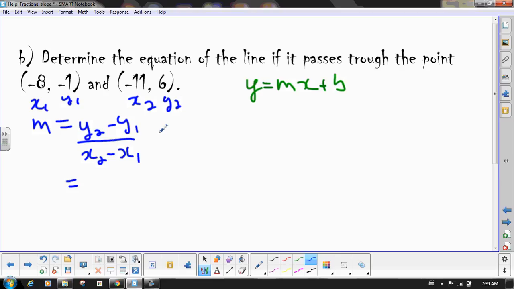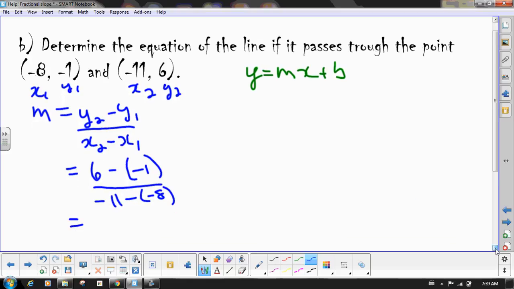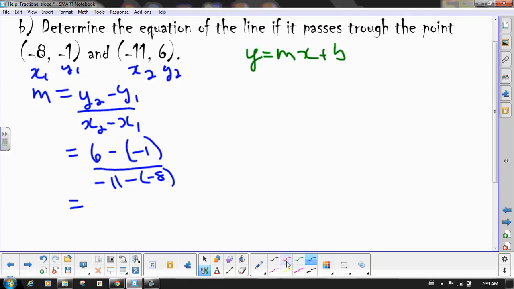All right, so I've arbitrarily chosen to label my points as I just did. So that's meaning 6 is my y2, minus is part of the formula, and then I have -1 for y1. My denominator is going to be -11, subtract -8. So now when we perform that operation, when I have a negative and a negative immediately adjacent, we end up adding. Same thing in the denominator. So 6 plus 1 is 7, -11 plus 8 is -3.